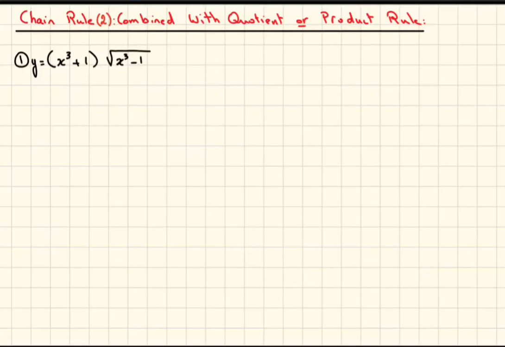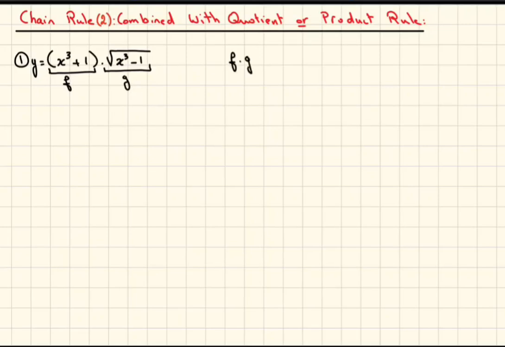In this video, we're gonna do some practices on chain rule combined with quotient or product rule. So let's start with the first question. We have y equals x cubed plus 1 multiplied by radical of x cubed minus 1. So we have product rule here. I will consider the first one to be f and the other one to be g. So the whole radical is g of x.